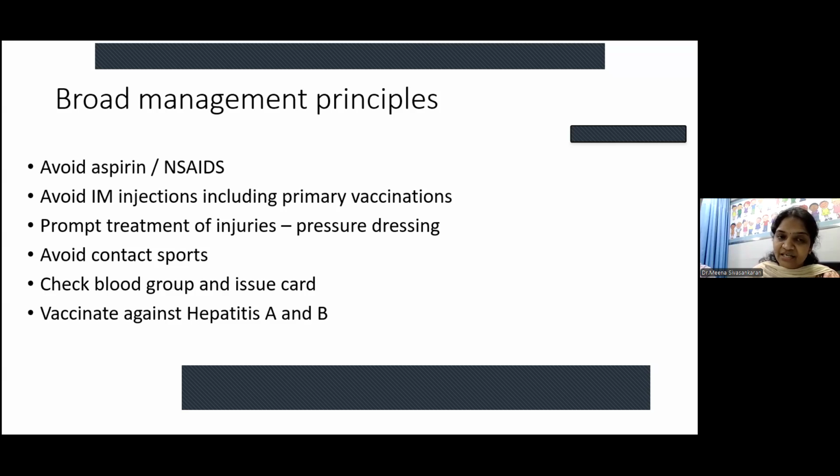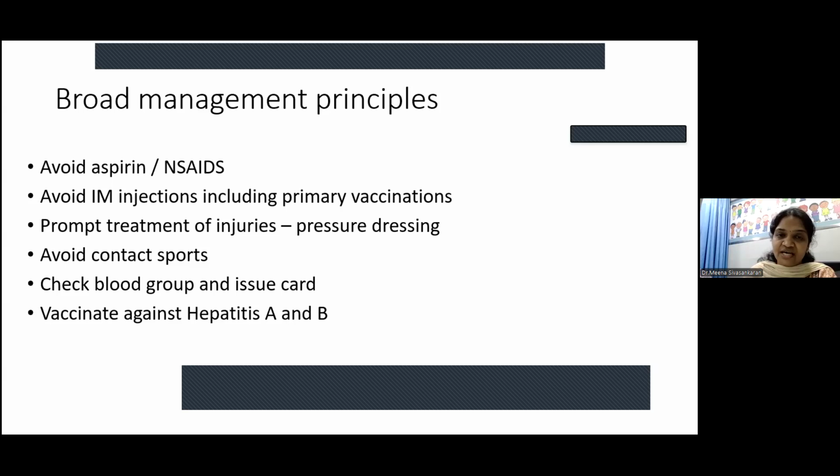Whenever we come across a bleeding child, always check their blood group and then issue what is their blood group and what products in case they land up in the emergency, because factor concentrate won't be available in all the hospitals all the time. So in case there is any significant bleeding, if they go to the ER, what is the first step we need to give?